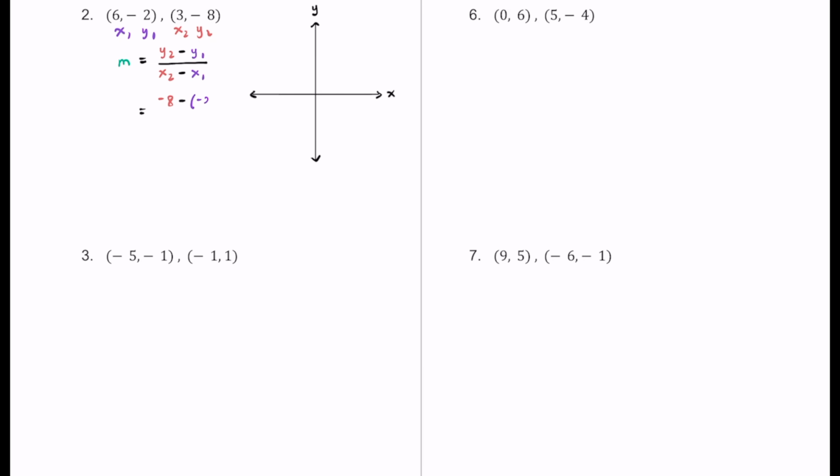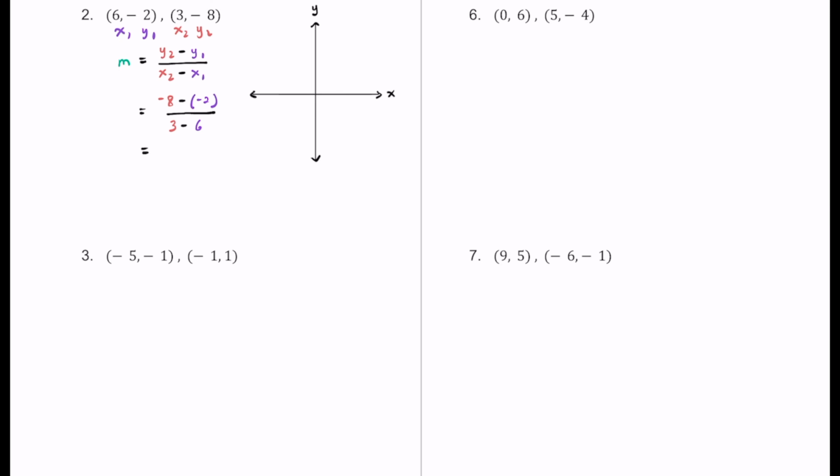So we have -8 minus -2 in the numerator, and in the denominator, it looks like we have x2, which is going to be +3, and we're going to take away this x1, which is going to be +6. All right. In the numerator, we have -8 take away -2, which is -8 plus 2.